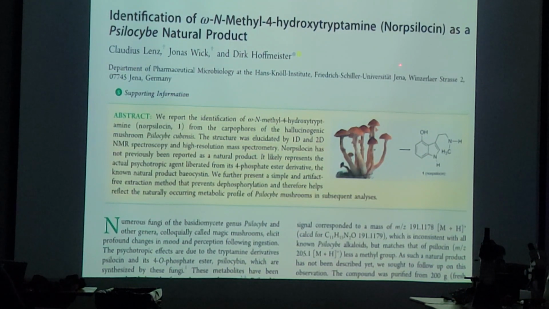So this is where they discovered norpsilocin, which is another alkaloid, and it turns out there's a dozen different tryptamine alkaloids in psilocybin mushrooms.